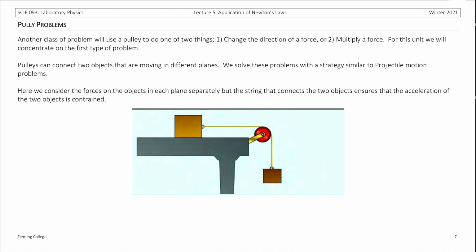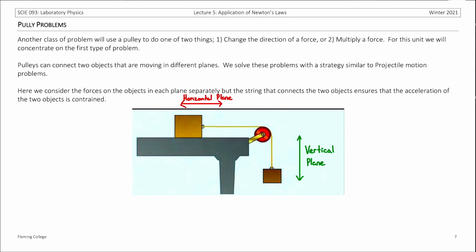We're going to start talking about pulleys in this course. When we apply a pulley to a problem, we're attempting to do one of two things. We are either trying to change the direction of the force from the vertical plane to the horizontal plane, or we can be attempting to multiply a force. For this unit, we are going to concentrate on the first type of problem, changing the plane that a force acts in. So if a pulley connects the forces acting in two different planes, it will also connect the motion in the two different planes.